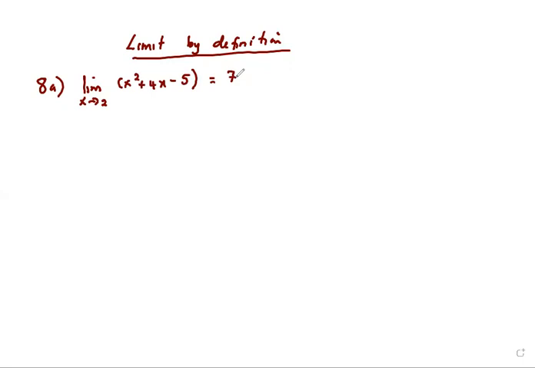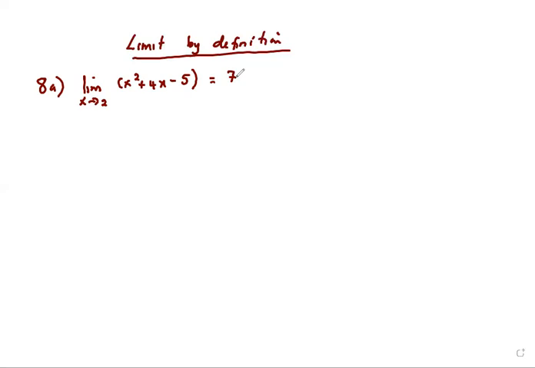Now, whenever you're dealing with a limit by definition, the limit is already given. You are told that the limit for this is 7. Your job is to show how, or if you agree that it is 7 for sure, why are you agreeing? To give evidence.